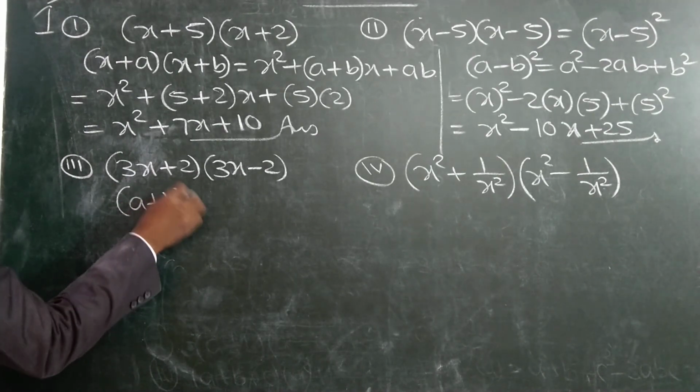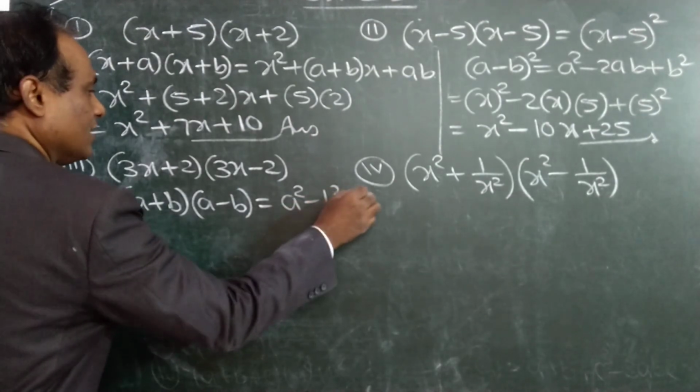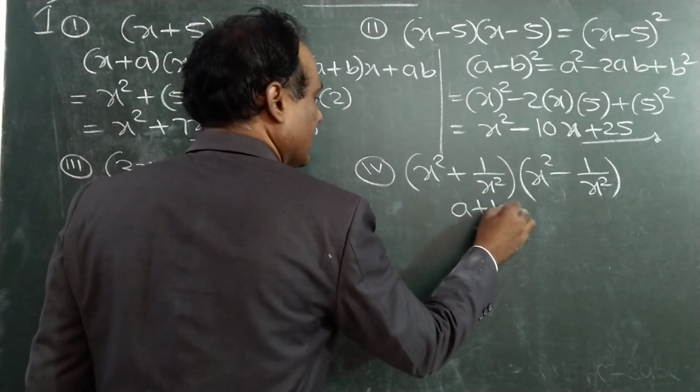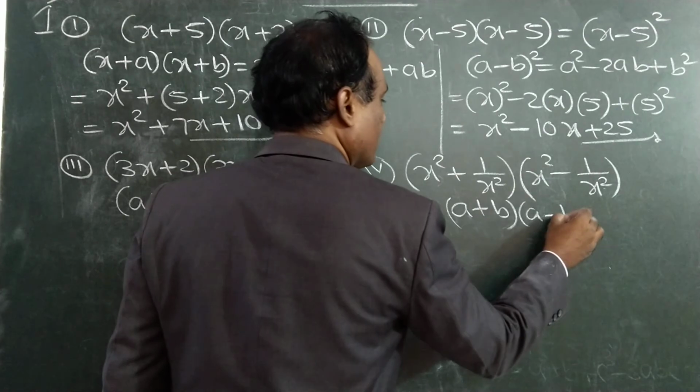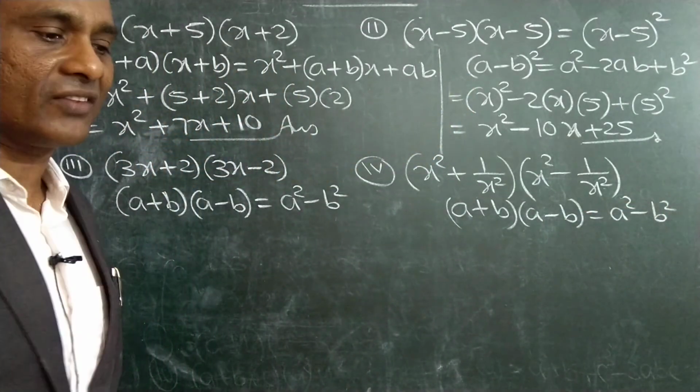Here the suitable formula is (a plus b) into (a minus b). Apply this formula. Here also the formula is (a plus b) into (a minus b), which is nothing but a square minus b square. Apply the formula and get the answers.